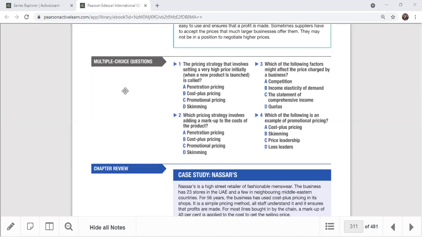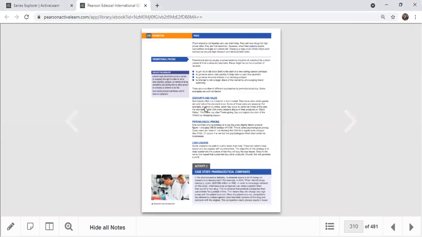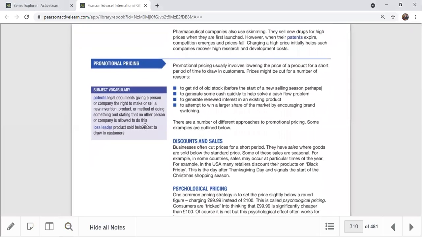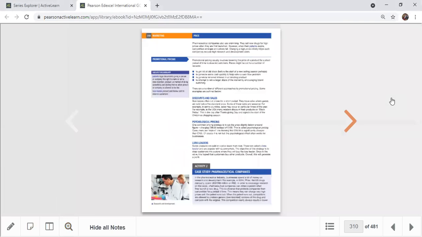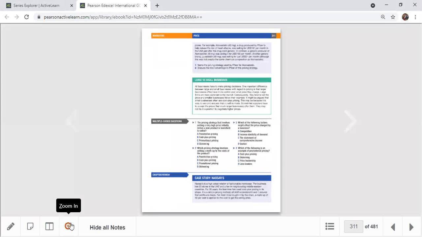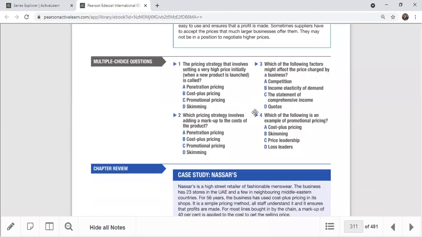If you remember, there are three promotional pricing techniques that we discussed: discounts and sales, psychological pricing, and loss leader. These are the promotional pricing techniques. That's the question they asked in the last MCQ, so the answer is D, loss leader.